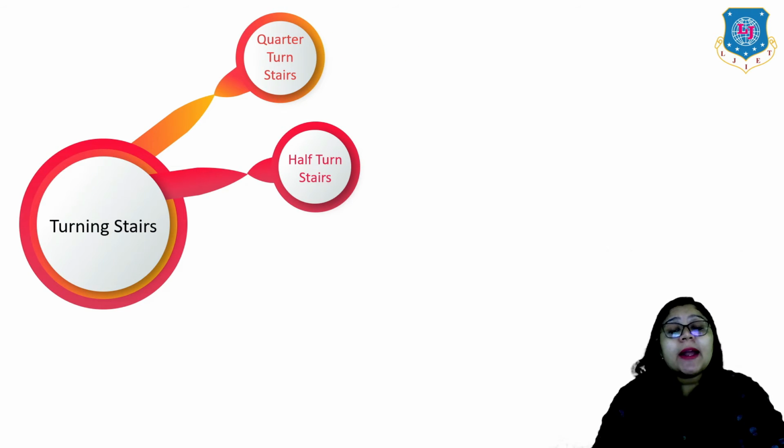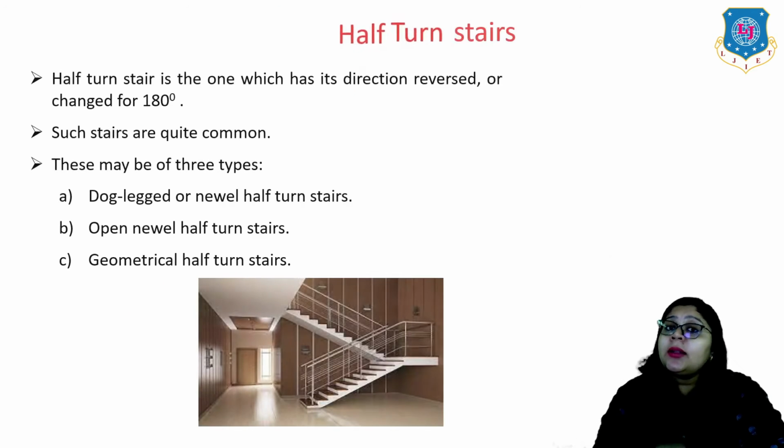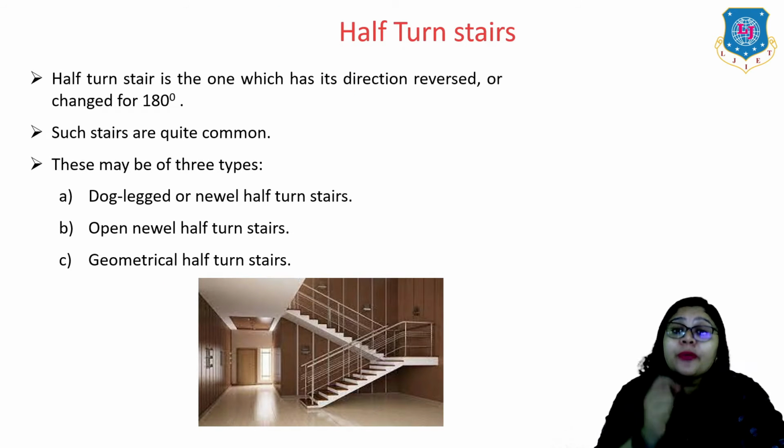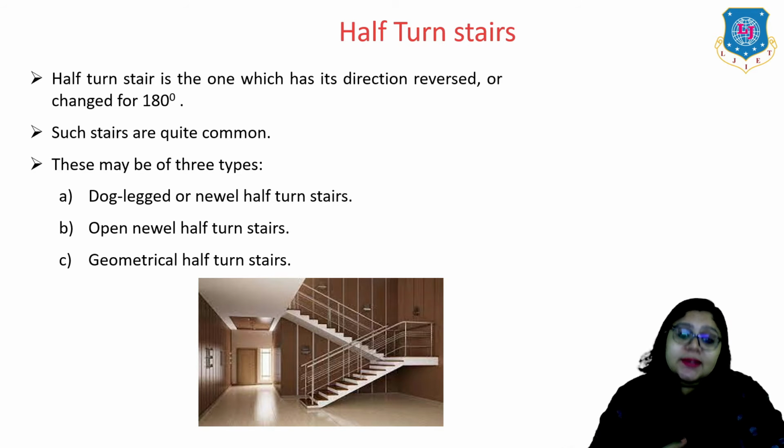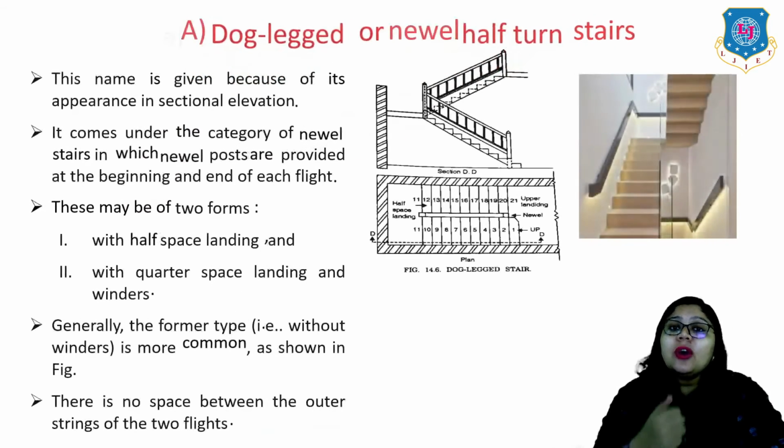So that is the first type of turning stair. Now let us move to the second type, which is the half turn stairs. Half turn stairs are the ones which have their direction reversed or changed by 180 degrees. Such stairs are quite common. These may be of three types: the dog-legged or newel half-turn stairs, the open newel half-turn stairs, or the geometrical half-turn stairs. Let us understand all of them one by one.